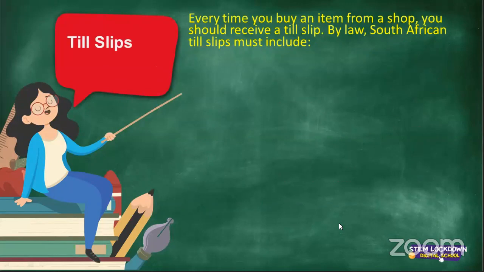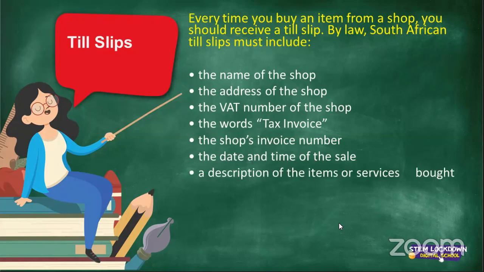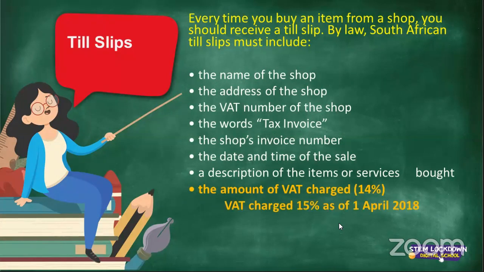And then till slips. Every time you buy an item from a shop, you should receive a till slip. So here it's saying by law, South African till slips must include the name of the shop, so you should know where you bought that item from, the address of the shop, the VAT number of the shop, the words tax invoice, the shop's invoice number, the date and time of the sale, a description of the items or services bought, then the amount of VAT. As we've mentioned, it was charged 14%, but it has been charged 15% as of 1 April 2018.